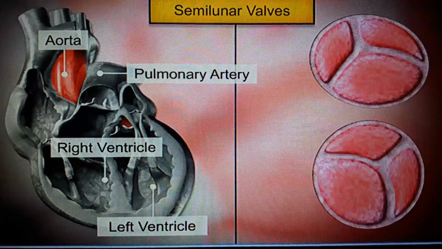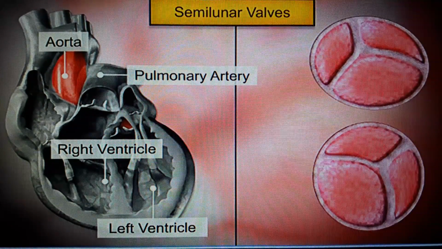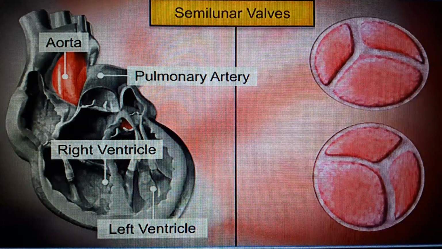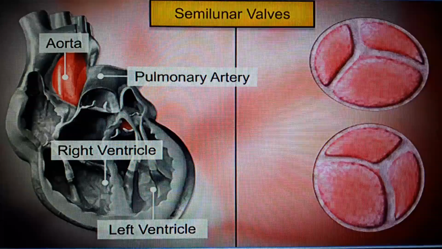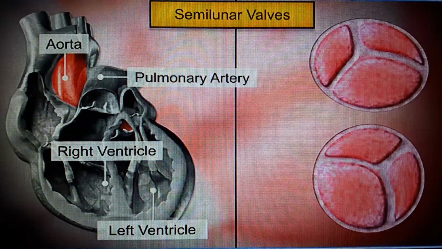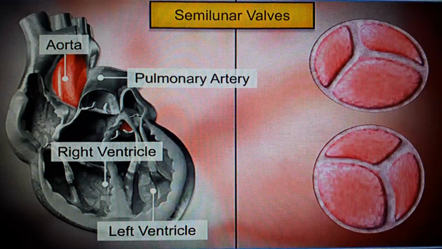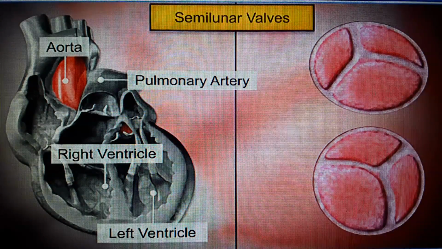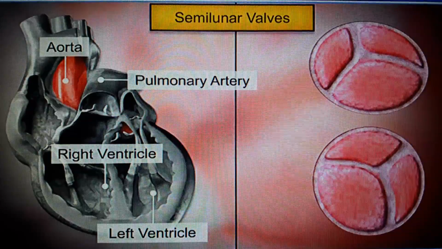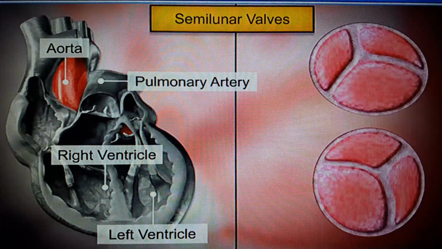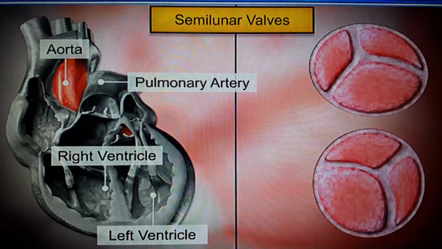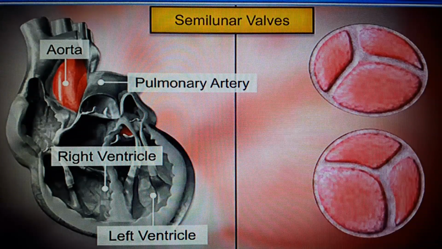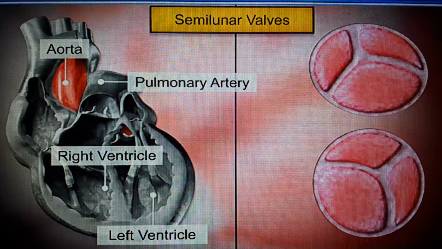Semilunar valves. At the base of the pulmonary artery and the aorta are present two other valves, called the pulmonary semilunar valve and the aortic semilunar valve respectively. Each valve is made up of three flaps. These valves allow only unidirectional flow of blood, that is from ventricle to artery, and prevent backflow.